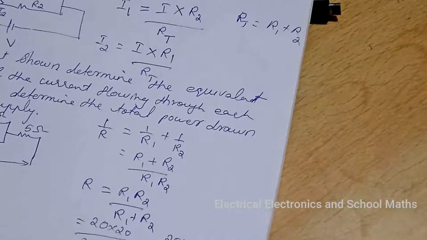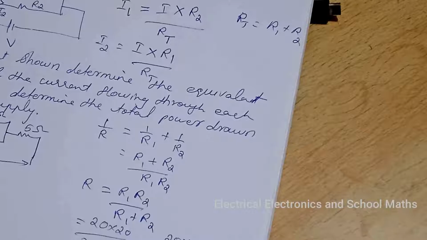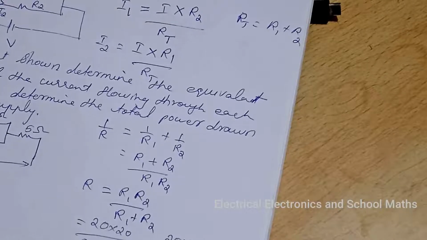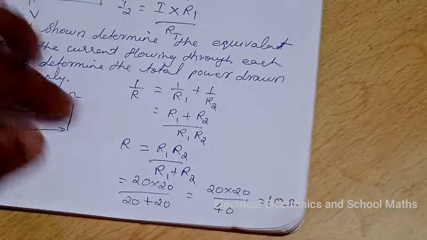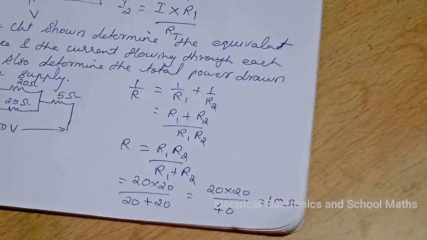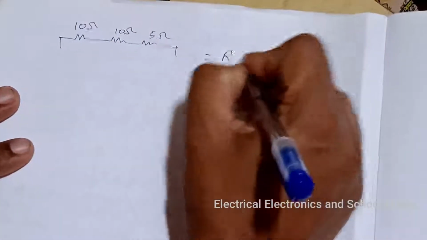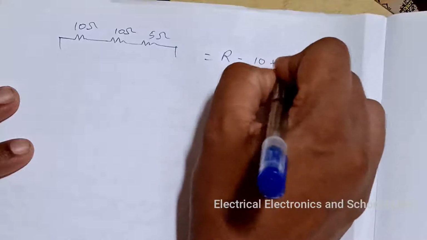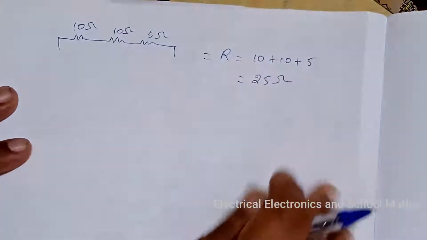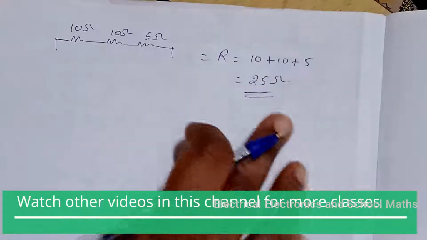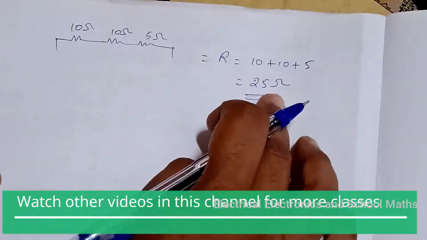So we get 10 ohm. That is, the effective resistance of these two parallel resistances is 10 ohm. By rearranging the circuit, we get the total resistance R equal to 10 plus 5, equal to 25 ohm. So this is the effective resistance.